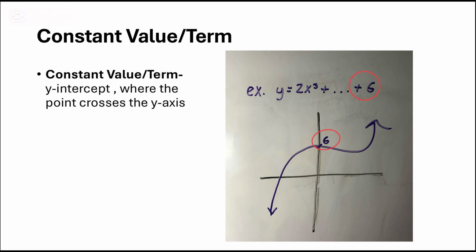Now we've been able to cover how important the degree and leading coefficient can be in a polynomial. Let's talk about the constant value or term. The constant value or term is the y-intercept, where the points cross at the y-axis. So when we look at the image on the right, the constant term is 6, meaning that the polynomial on a graph will cross the y-axis at 6.